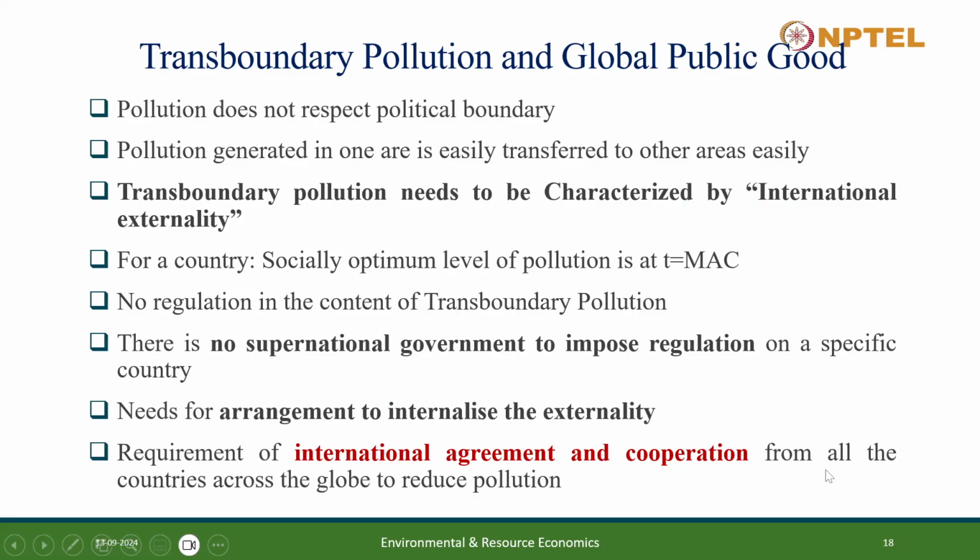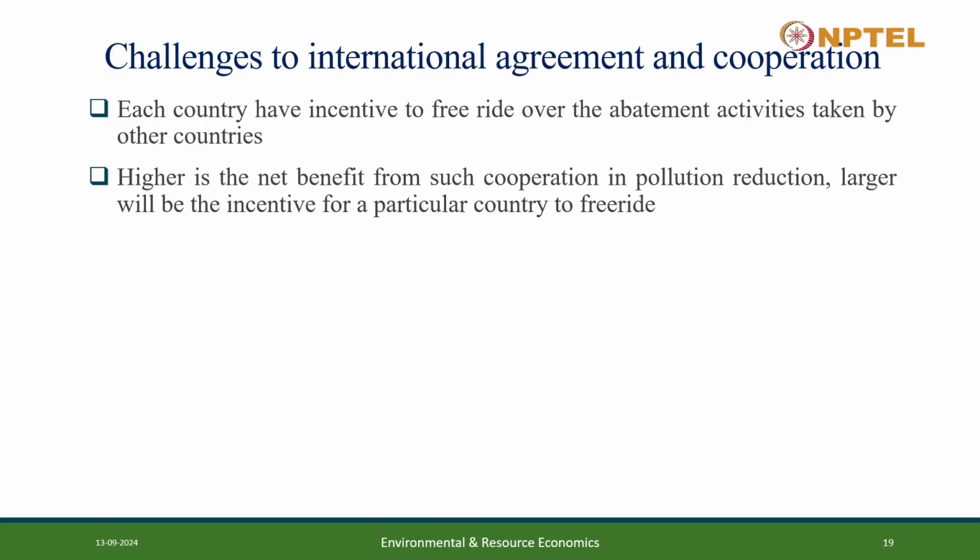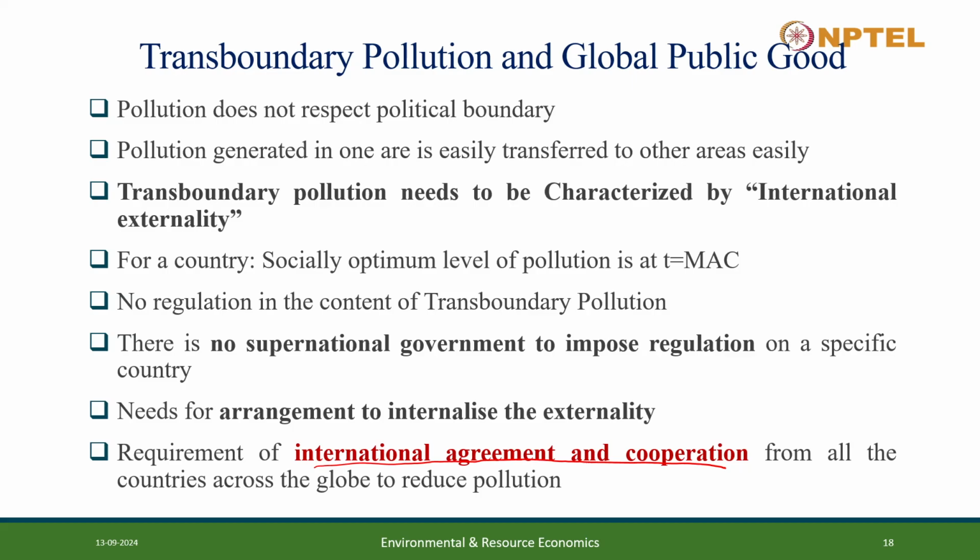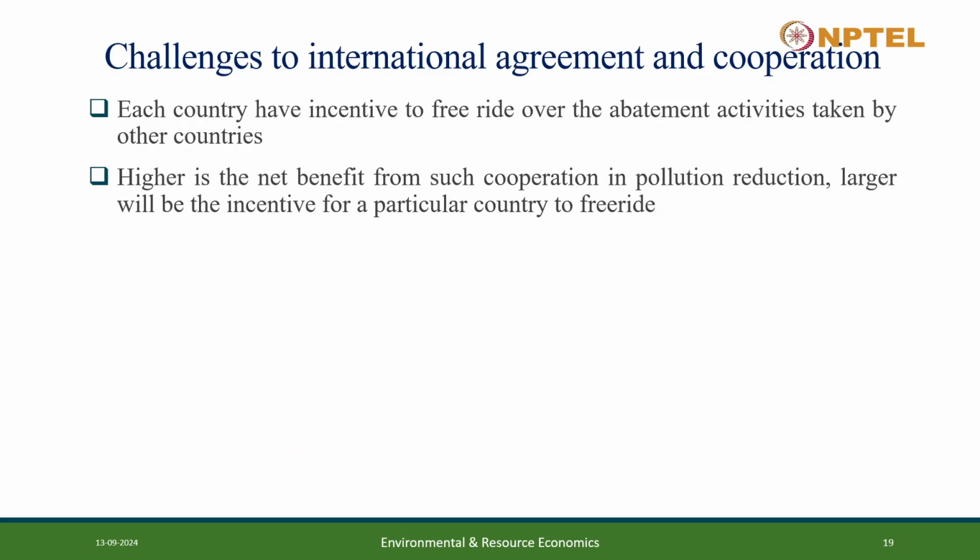Now we have discussed that transboundary pollution is pollution which does not respect the political boundary. In such cases, the regulation in one country will not solve the problem. There is a requirement of international agreement and cooperation to reduce pollution. So all the countries will need to come together and agree to reduce a certain level of emission. However, many times a country will try to free ride.